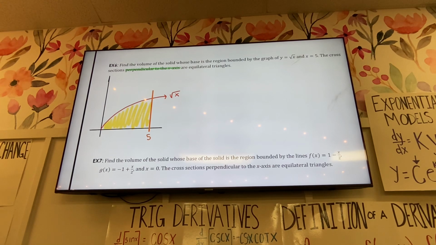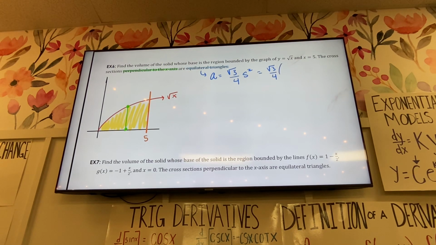All right, perpendicular to the x-axis. So I'm going to do my little line right here, going straight down to the x-axis so I can see my top and my bottom. And now I need to come up with my area equation, which is going to be equilateral triangles. So what is the area equation for equilateral triangles? Square root of 3 over 4. And S is going to be your top minus bottom. It's going to be that little distance of the line that I drew. So square root of 3 over 4, what's the top function? Square root of x. Which is x. Yeah.